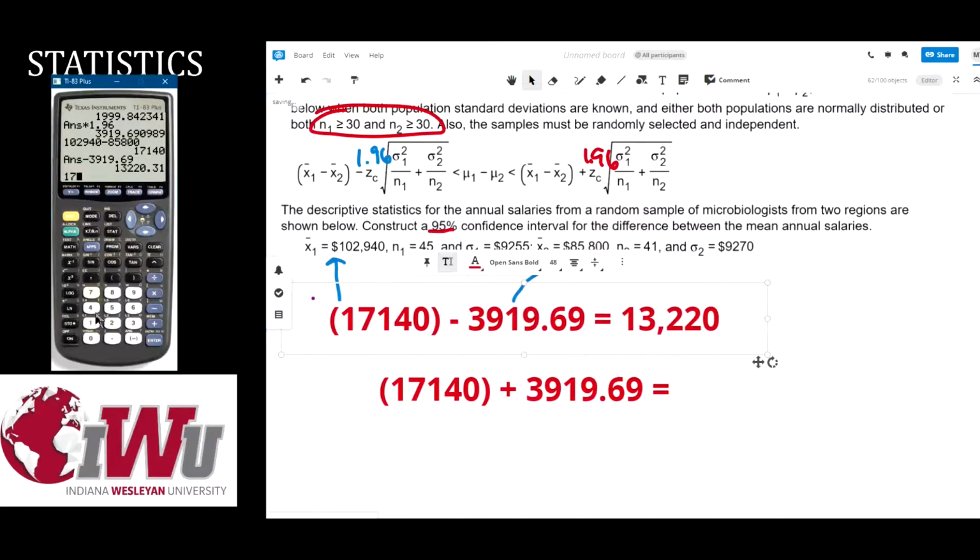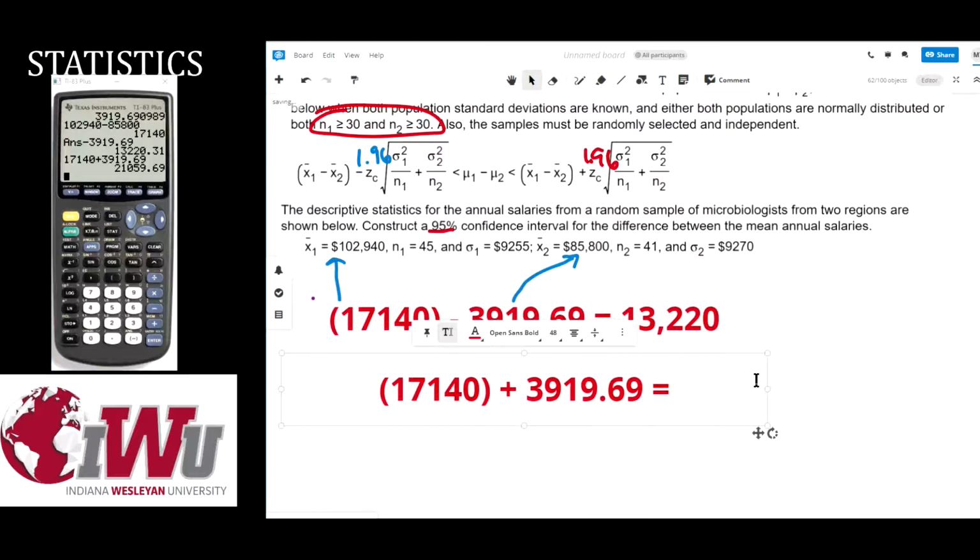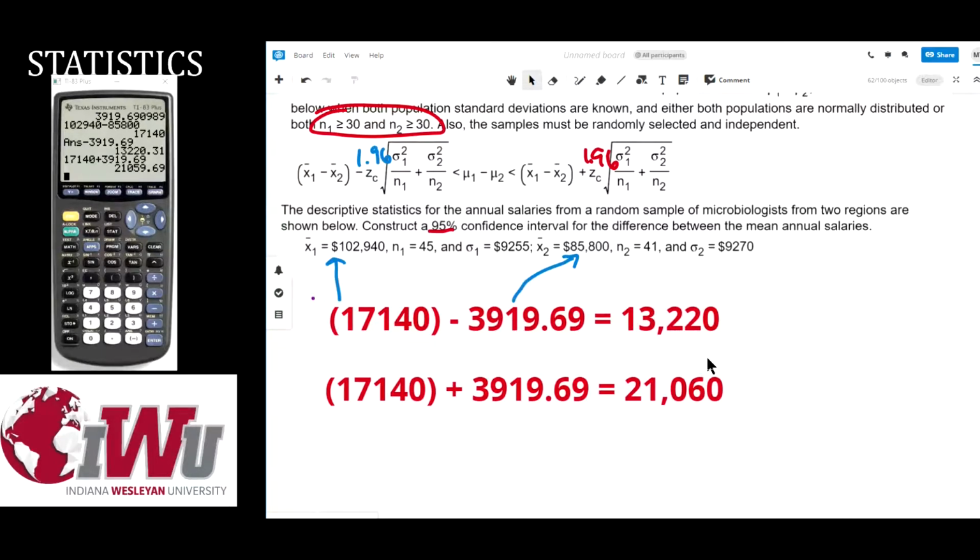So we have 17,140. Now this time we're adding 3,919.69. And that's now approximately, we'll probably round that up, 21,060. Now it depends on what the directions say. It might say the nearest whole number, it might say nearest tenth. These numbers are so large, that's why I'm doing the nearest whole number. So just make sure you follow the directions of how it says to round.